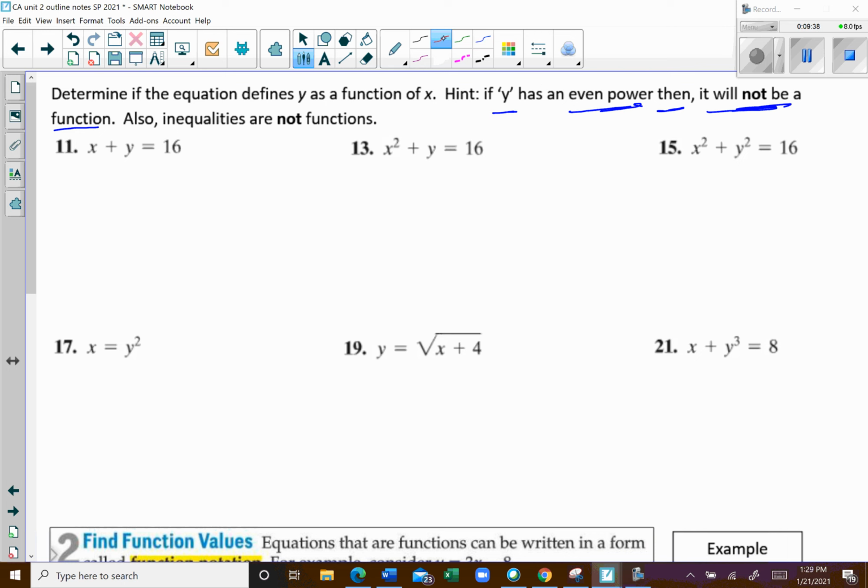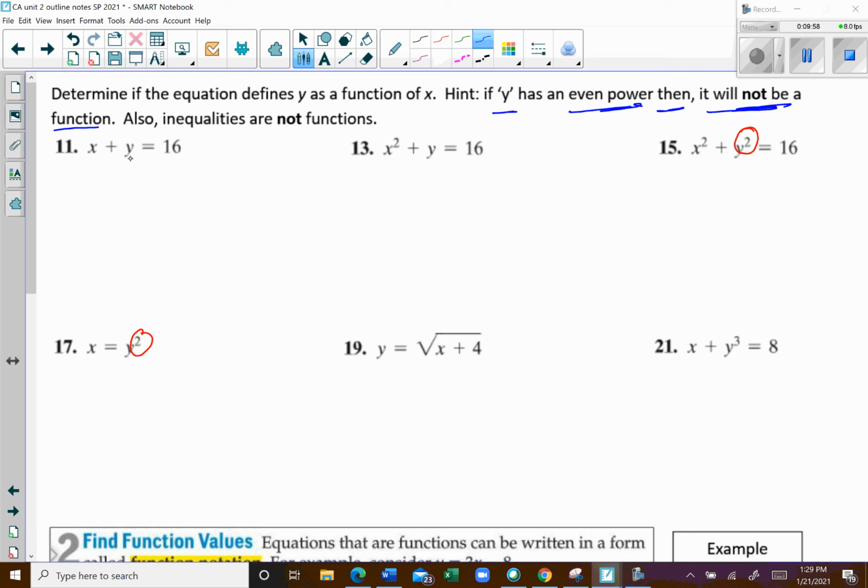Okay, so really all you have to do is look at if y is an even power, then it's not a function. So you can see that here on number 15 and number 17, and that's it. So those two are not functions, and I'm going to show you why in a second. But let's go ahead and take these one by one.